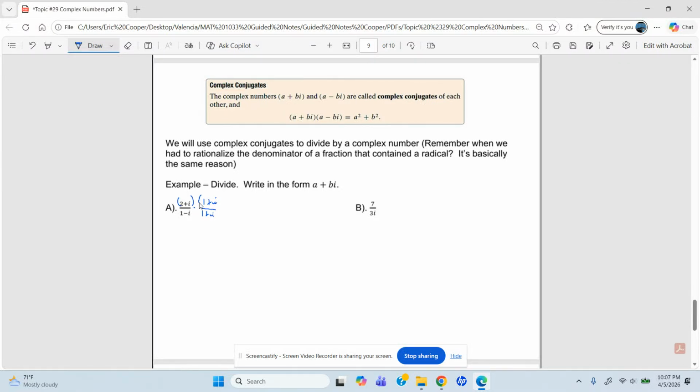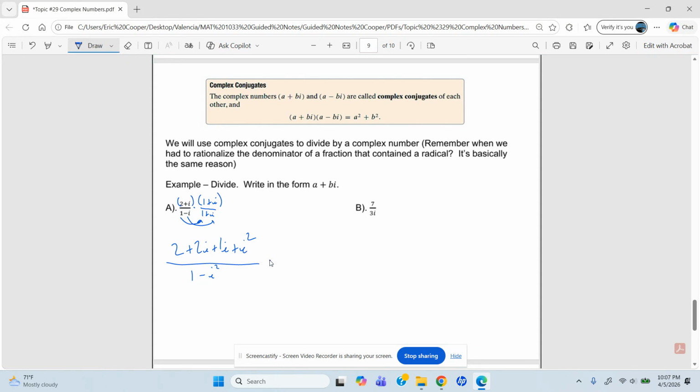So here at the top, we'll FOIL this out. 2 times 1 is 2. 2 times i is 2i. i times 1 is 1i. And i times i is i squared. And at the bottom, these are conjugates. So we'll do our conjugate multiplication. 1 times 1 is 1. Negative i times i is negative i squared.